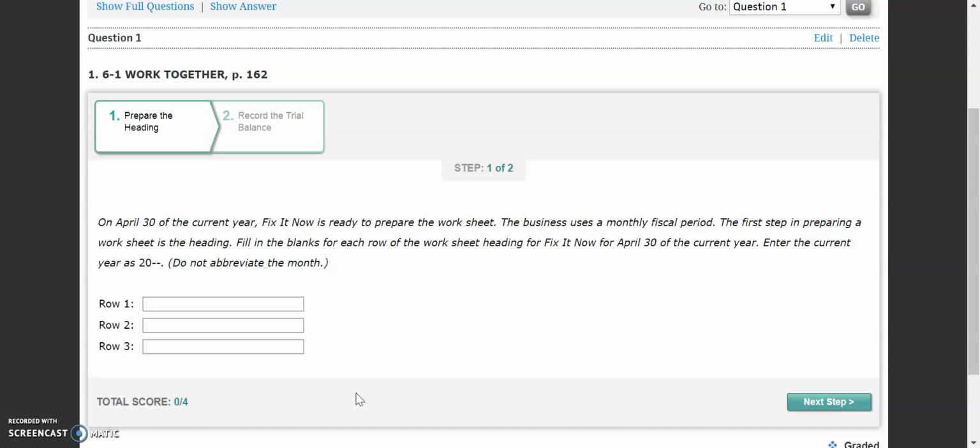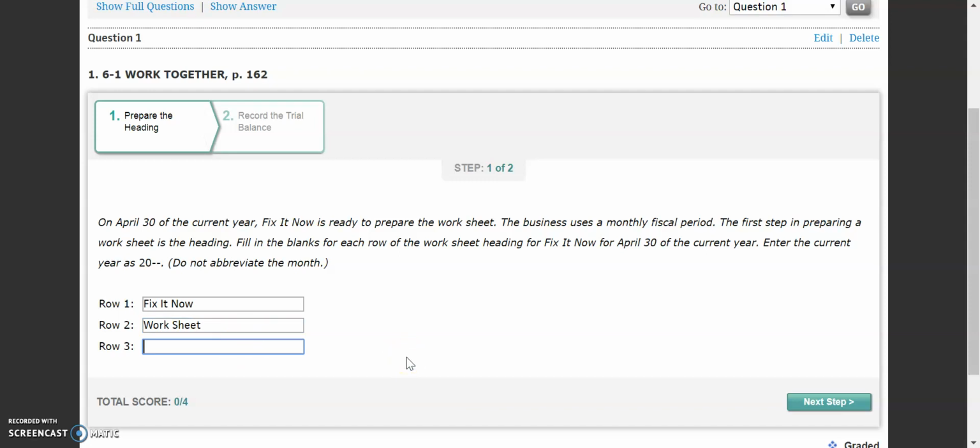So remember that a heading goes at the top of every financial statement. And so what we start off with in row 1 is the name of the business. Row 2 is what type of a financial statement it is. And then the third row is the date. So row 1 will be the name of the company, which is Fix It Now. Row 2 is the name of the financial statement, and this is just the worksheet. And then row 3 is the date.